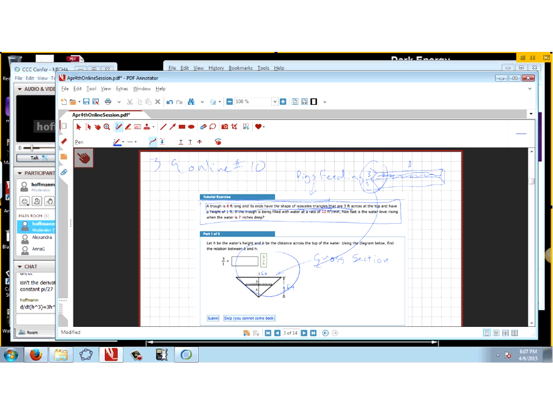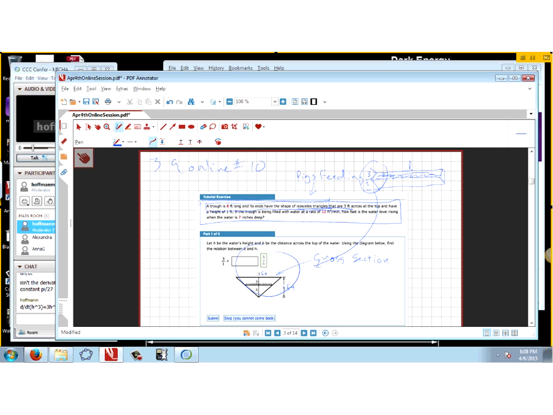And notice that they don't tell us how long it is, okay? So if I put L there, I don't know how long it is. But it turns out that it doesn't matter. So what we have is the cross section. Now what we're going to do is finish reading it: 3 feet across the top, 1 foot deep. Then it's being filled with water at a rate of 10 cubic feet per minute. How fast is the water level rising? How fast is the water level rising? Well, what does that mean?